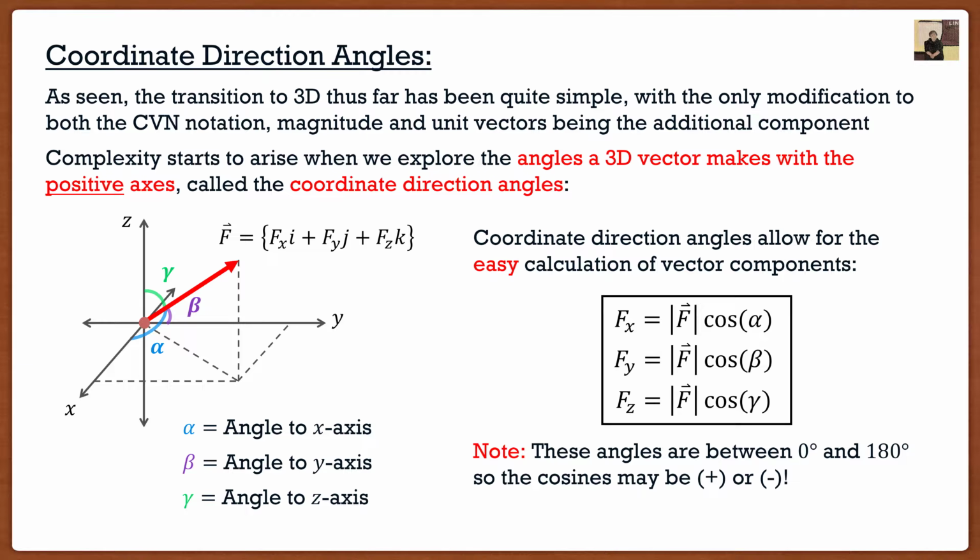So let's say that I had an axis that is positive going to the left, but my force vector is actually going to the left. Well, as we can see here, the angle is going to be greater than 90 degrees. So let's say it's 120 degrees.